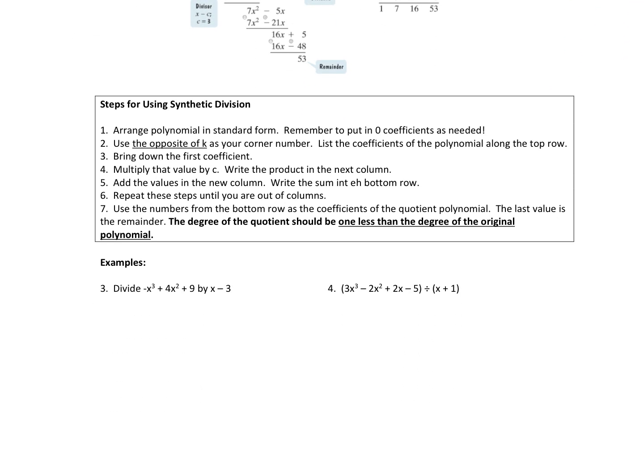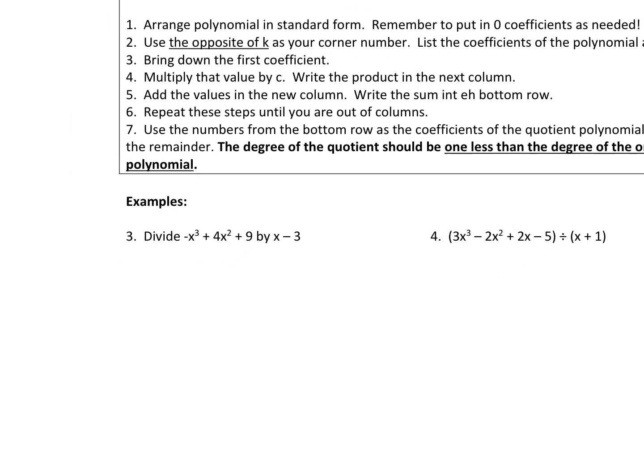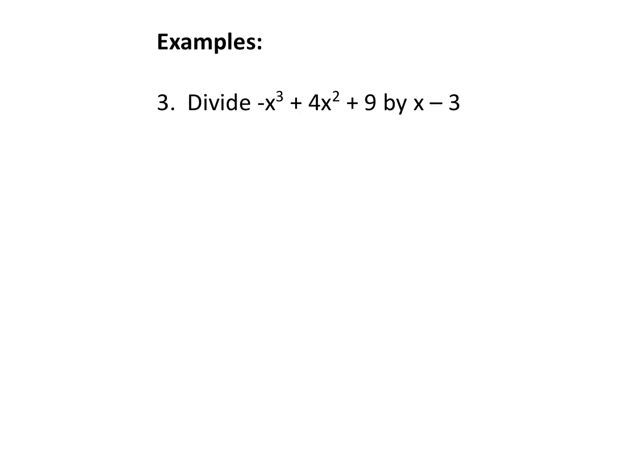Okay, here are your steps for doing synthetic division. Make sure your polynomial is in standard form. Put zeros if you're missing a term. You have to use the opposite of k as your corner number, and then list the coefficients along the top row. Bring it down, multiply, add, repeat, and it's actually pretty easy. If you want to just watch for the first one, that might be a good idea. So you should probably write these things down.